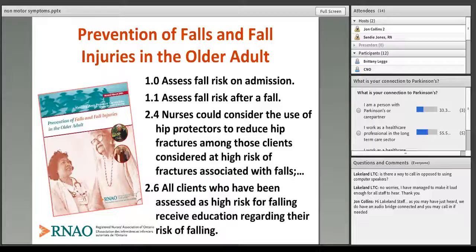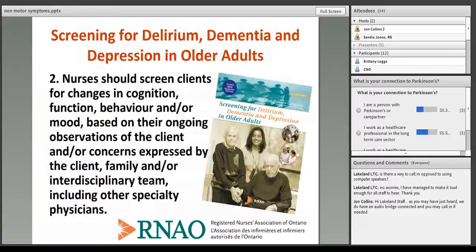Again, the focus is on keeping them active, using a restorative care approach, but helping them to balance off this risk. Then on the next slide, this whole thing around screening for delirium, dementia, and depression in older adults. When you look at these non-motor symptoms, some of the symptoms are dementia and cognitive impairment, hallucinations, depression and anxiety, delusions, impulse control disorders. All of these things can sometimes be exhibited by people with Parkinson's.